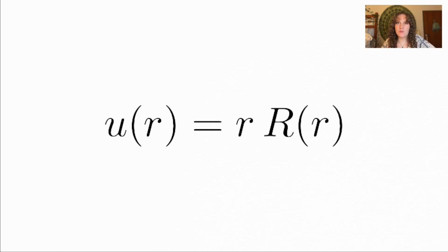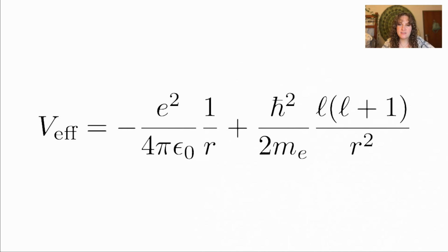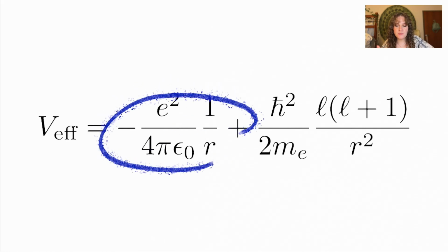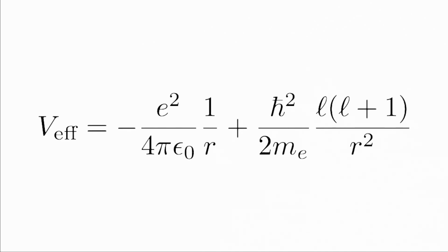Now for the part that actually depends on hydrogen and gets a little stickier. First, a substitution that will make things easier. Define u of r to equal r times R of r. This one move converts the radial equation into something that looks basically exactly like the one-dimensional Schrödinger equation, with an effective potential that has two pieces: the Coulomb potential pulling the electron in, and a centrifugal term pushing it out.